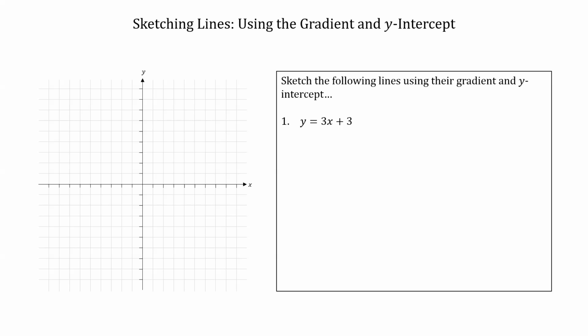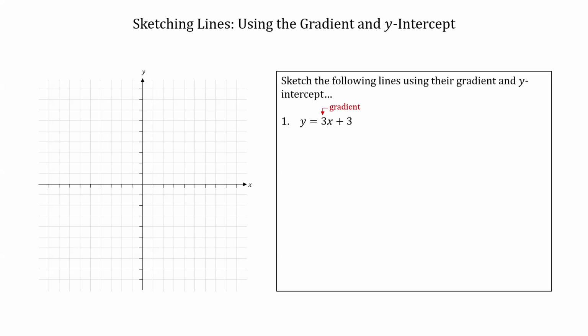So example 1, y equals 3x plus 3. Now previously we've sketched a line by plugging in a few x coordinates into the equation, calculating the corresponding y coordinates, and then plotting these points and drawing a line through them. But there is a quicker way.